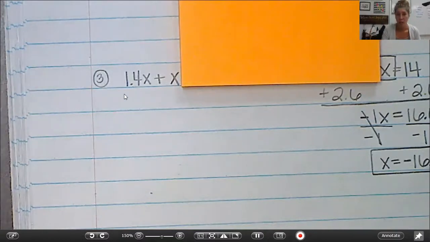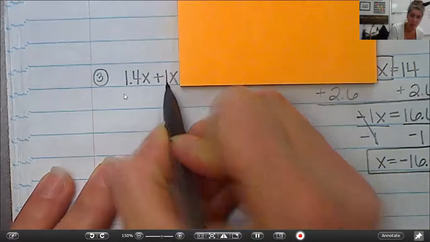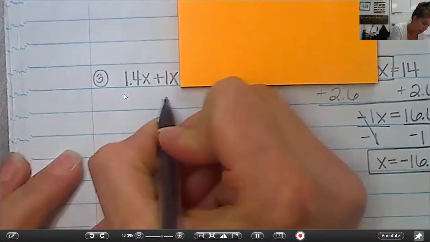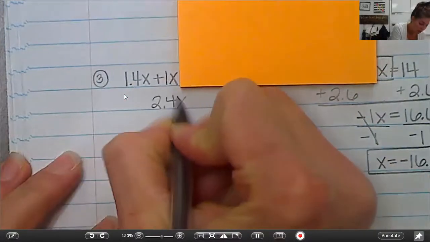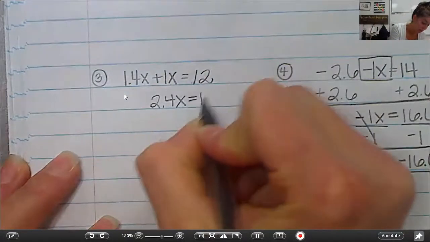You guys would have told me, I can do that. This one has an X, that one has an X. There's an invisible 1. And 1.4x plus another X would be 2.4x, right? And then we just throw on that equals 12.